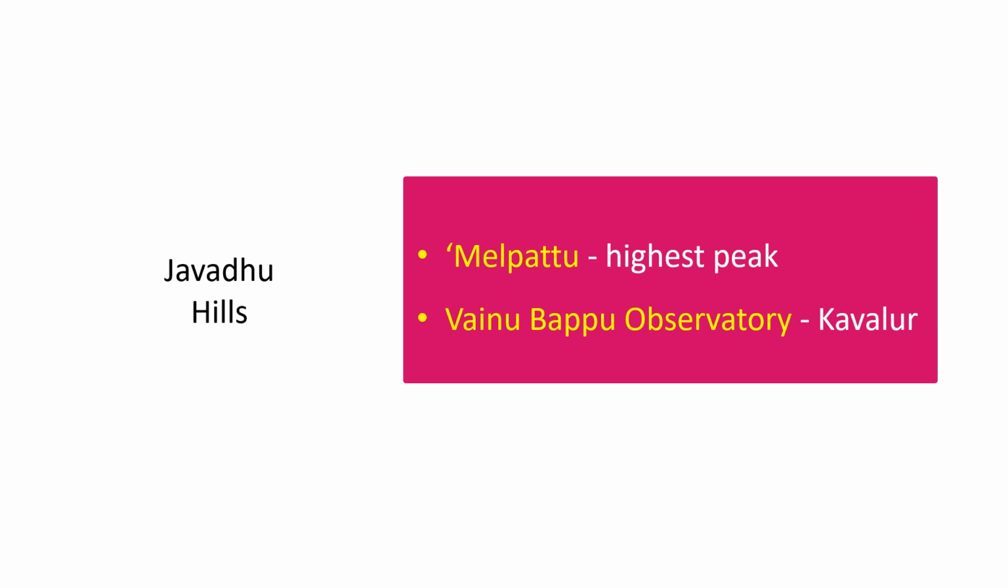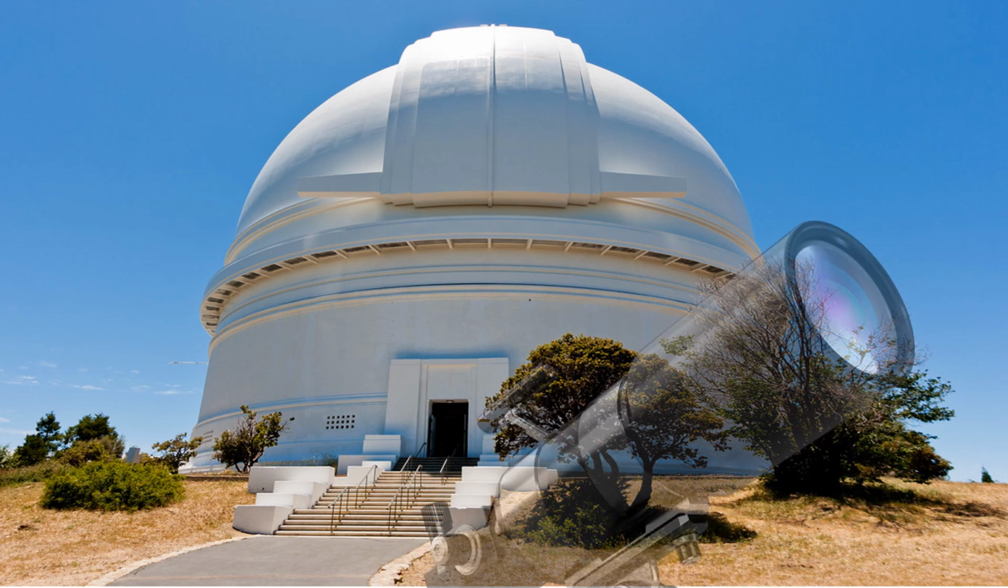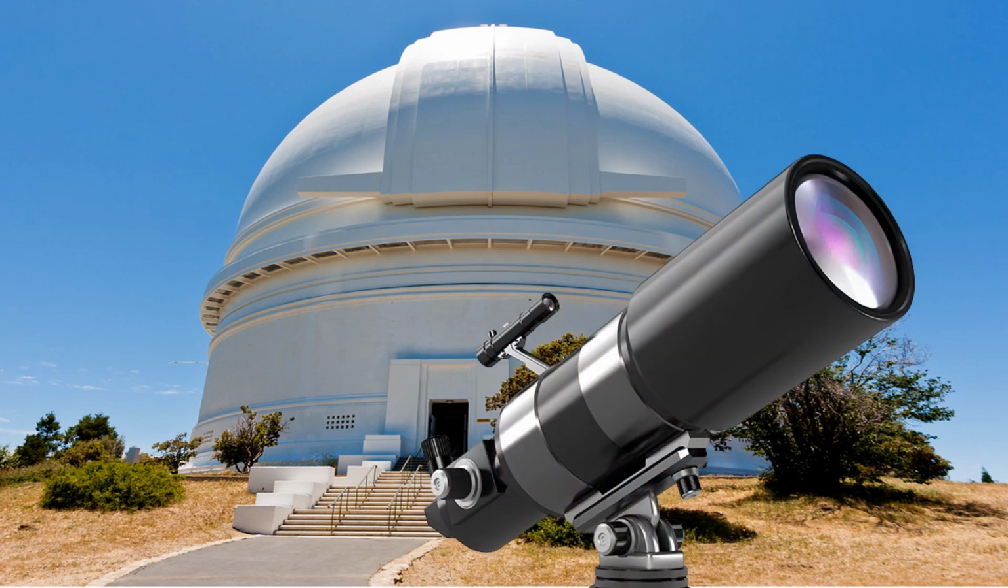Javadu Hills. Probably these hills get their name from an ancient fragrance formulated by Siddhars of southern India, the chief ingredient being sandalwood. Melapattu is its highest peak. Vainu Bapu, the noted astronomer, established an observatory in Kavalur, which houses large telescopes to observe the universe.